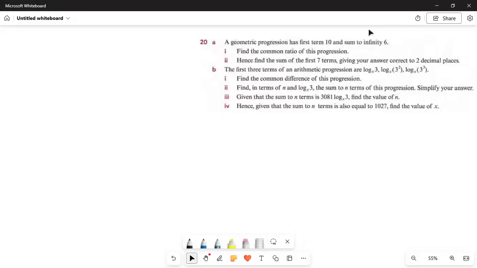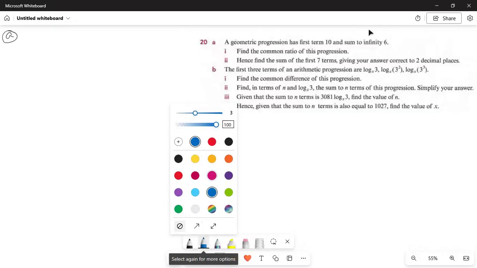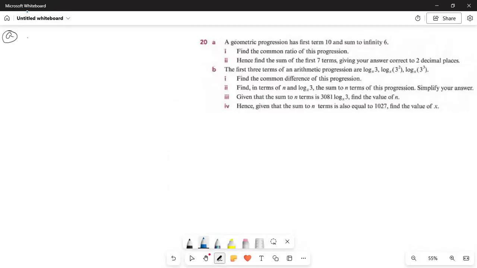So, we will be doing question number 20. This has two parts. Let's do part A first. Let me change the color if I have some nice colors. Okay, so a geometric progression has first term 10.